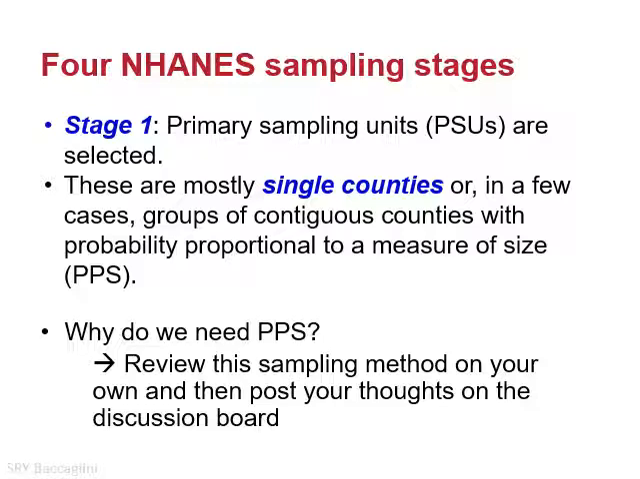These will be single counties or groups of contiguous counties. This will be selected with a probability proportional to size. And this is because we want to ensure that we have enough representation of the different counties. Particularly if you have a large county, you might want more individuals from that county.